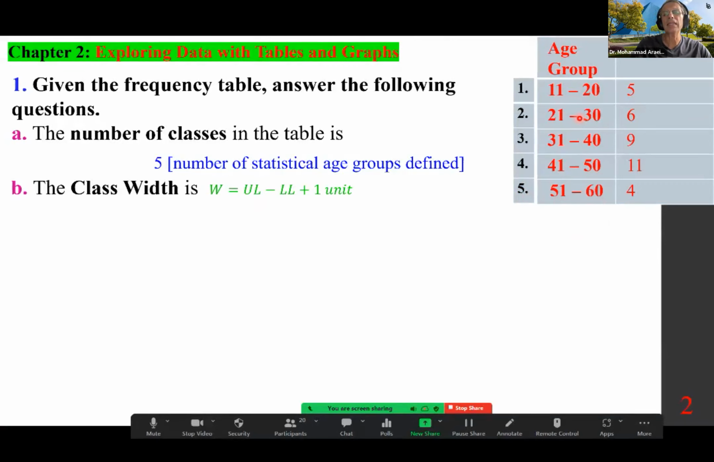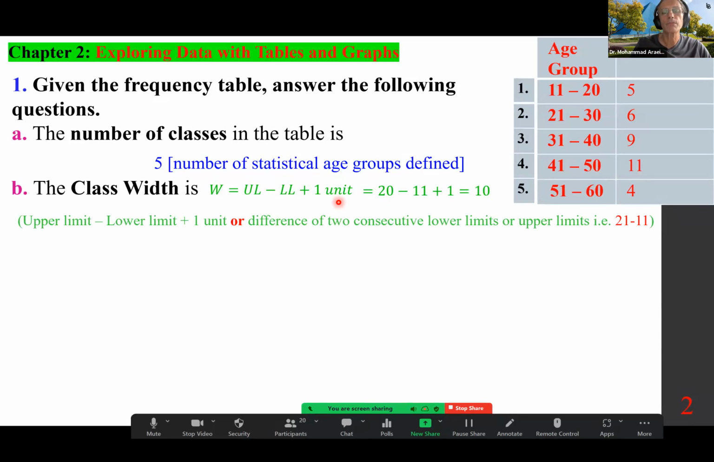So if you pick any class, this one would be 20 minus 11 plus 1 unit. This one would be 50 minus 41 plus 1 unit. Any of those that you pick, it becomes 10. Now, the reason I say 1 unit is because a unit may represent 1, may represent 10,000, it may represent 0.1. So this is one way to do it.